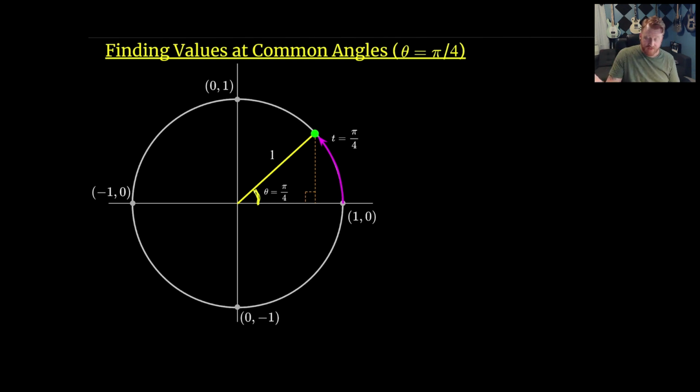Since we know two of the angles, pi over 2 and pi over 4, that just means that this other angle here also has to be pi over 4, which tells us that this is an isosceles triangle. If two of the base angles are the same, then we have an isosceles triangle.